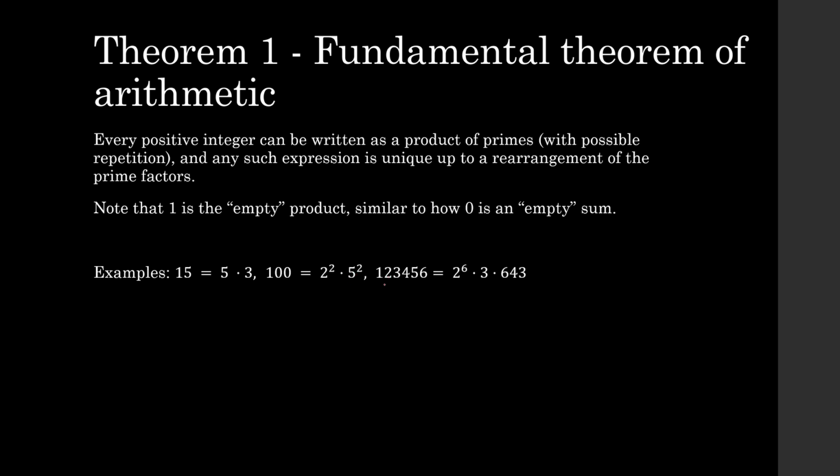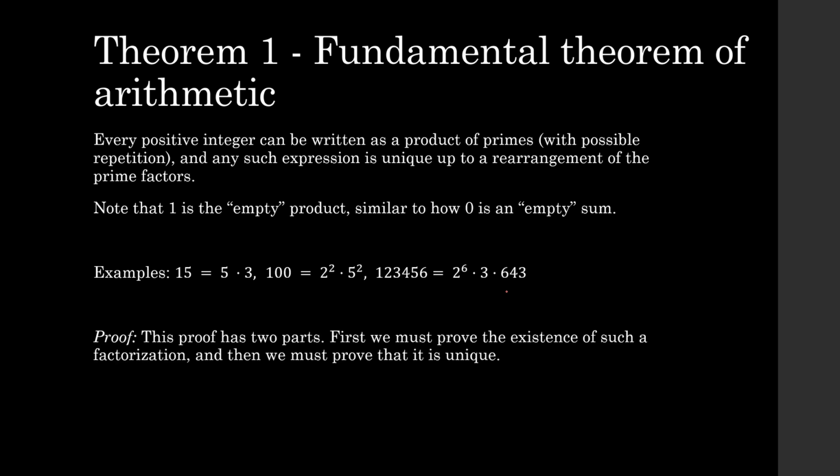And then for a little bit of a harder example, 123,456 is equal to 2 to the 6, 2 is prime, times 3 times 643. And yes, 643 is prime. You can try and check that for yourself.